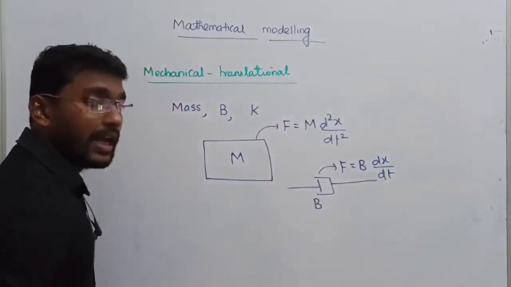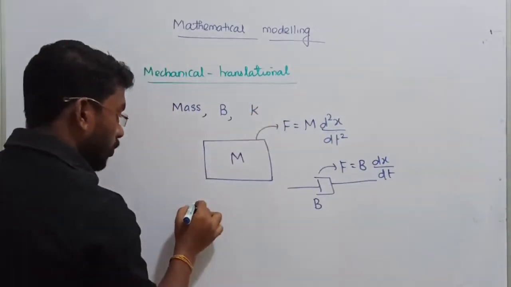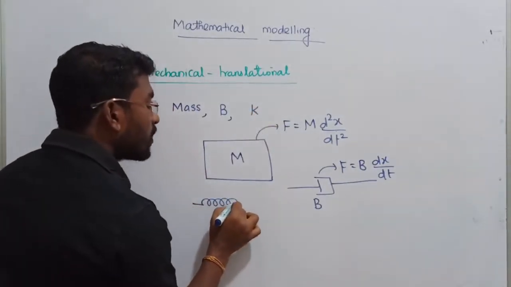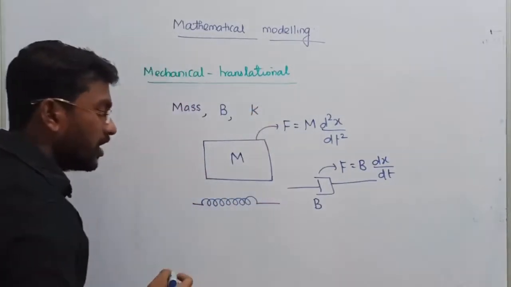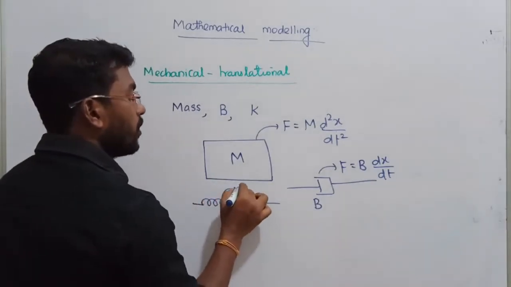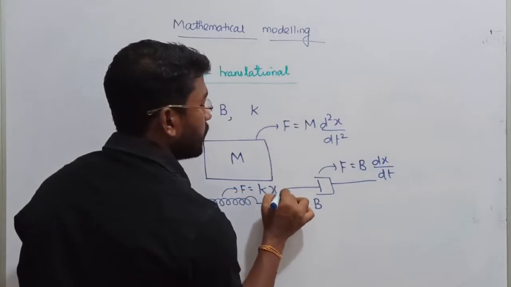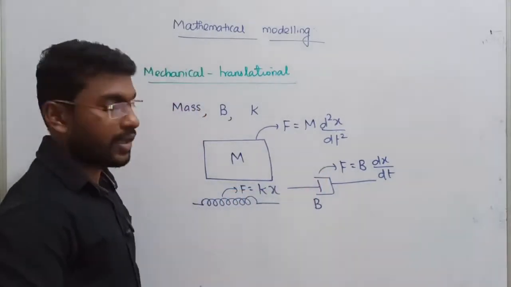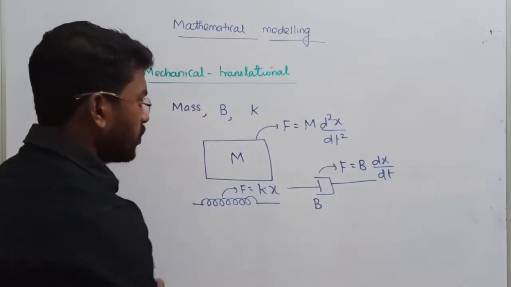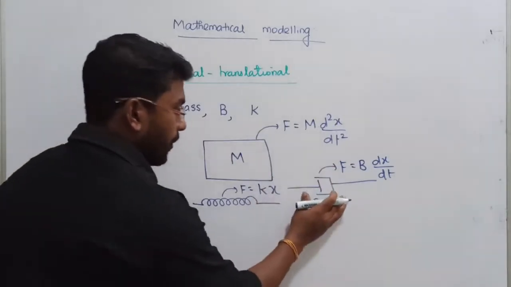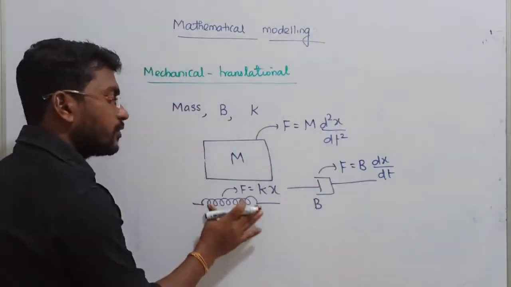Okay, that is going to be the damper one. And lastly we are going to talk about the spring coefficient. That is the representation of the spring. The moment we apply force on the spring, the developed force can simply be written as k into displacement x. That's all. Clear? K into displacement x. So that is the relation between the damper, the mass, and the spring coefficient.